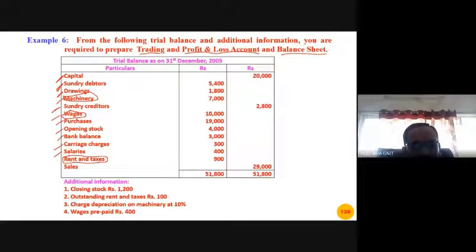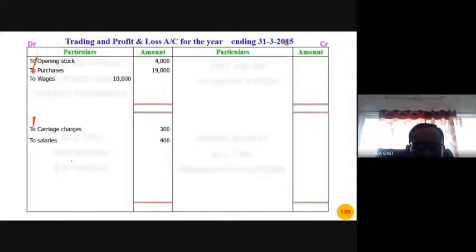Okay, and yes, go to profit and loss account on the debit side. To rent and taxes is shown in the inner column because it has the adjustment, to make some adjustment. Okay, yes, to rent and taxes. Next, go to the problem.